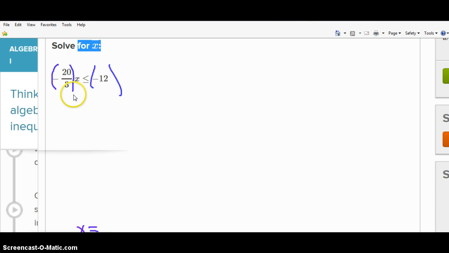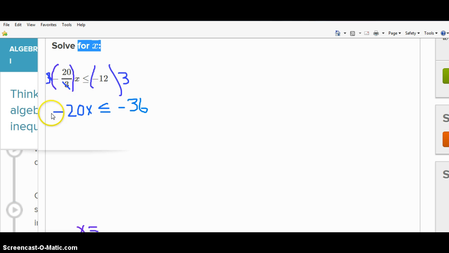To do that, we're going to do this in two steps. To get rid of the denominator, we're going to multiply each side of our inequality by 3. That way over here our 3's will cancel and we'll be left with negative 20x less than or equal to negative 36. Now we have negative 20x is less than or equal to negative 36.